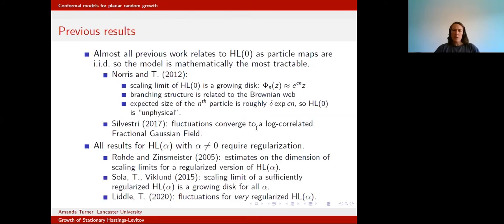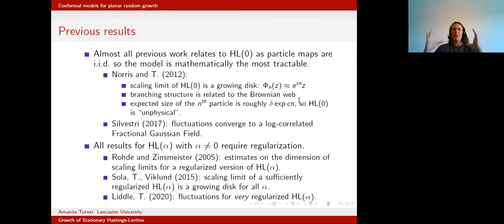And so what's known about these models? Well, as I indicated, the easiest, mathematically most tractable model is this HL0 model, where all the particle maps are IID. And so almost all the previous work relates to this model. Some examples: in 2012, there's a paper with James Norris and me where we show that the scaling limit of HL0 is a growing disk, and the rate at which it grows is e to the Cn, where C is the capacity of the base particle.